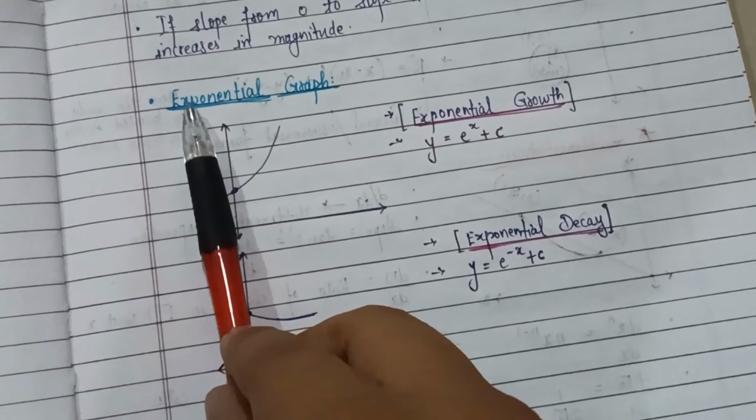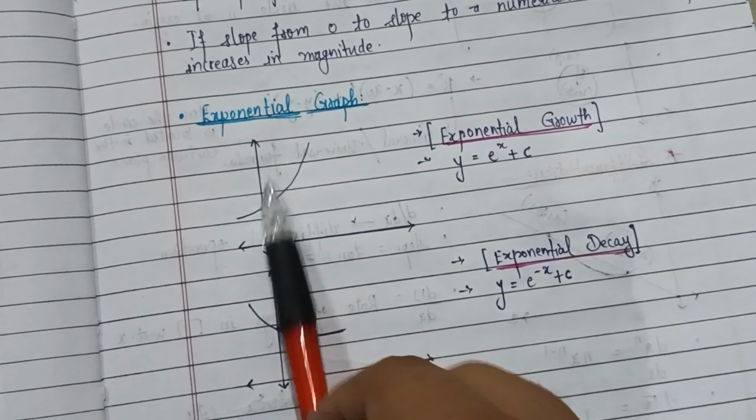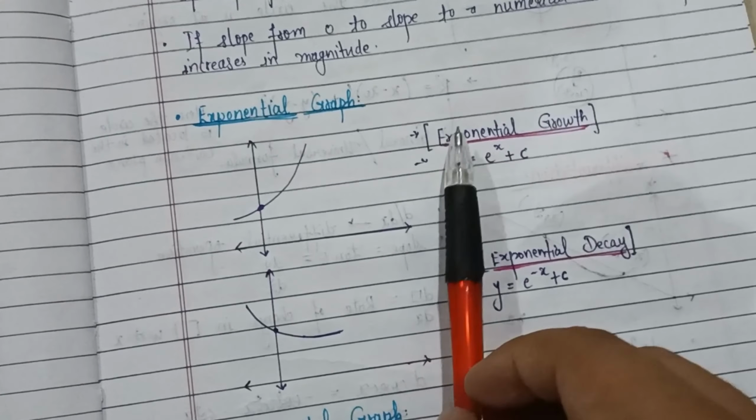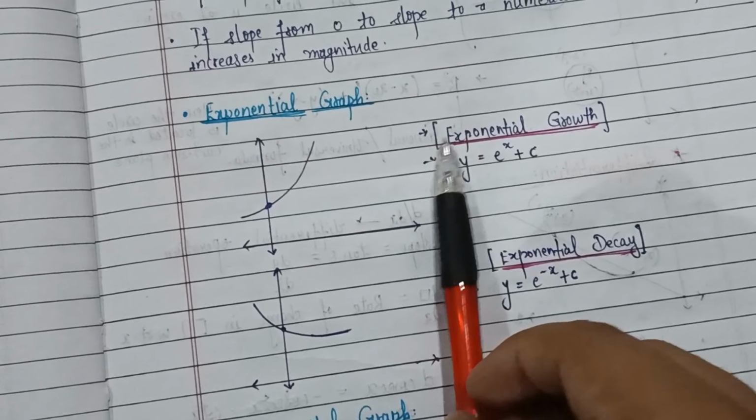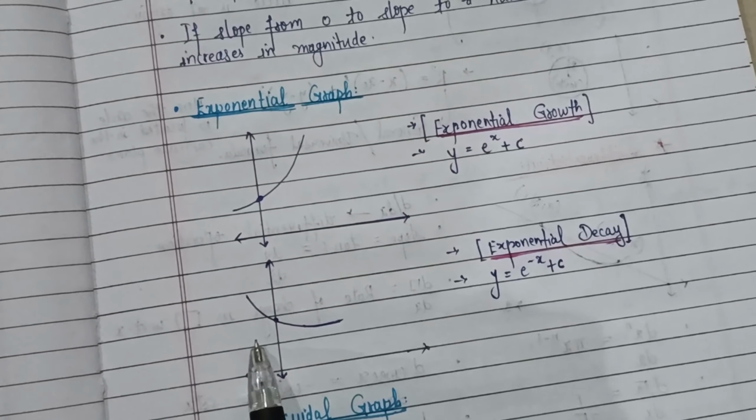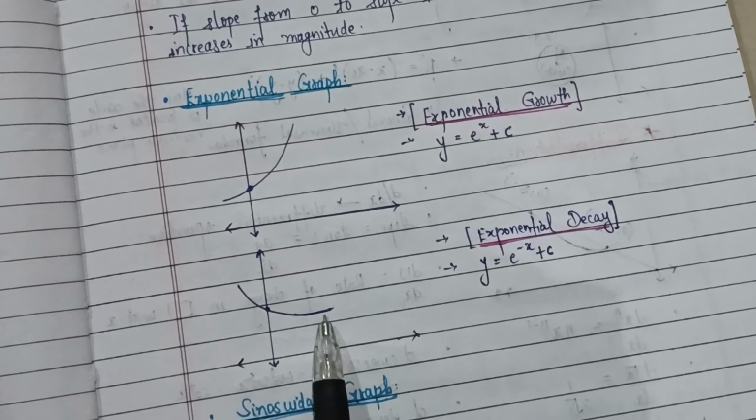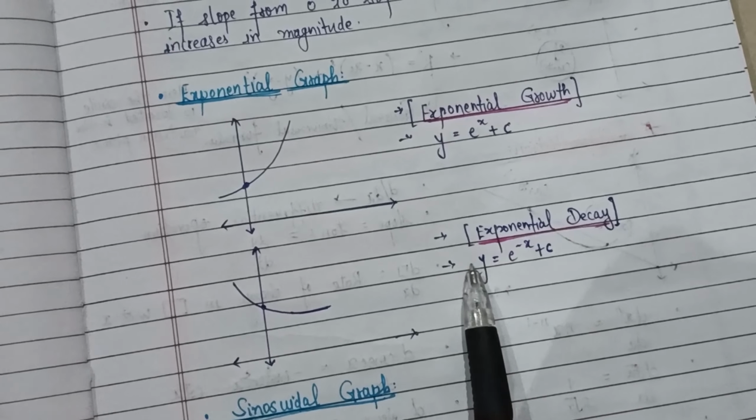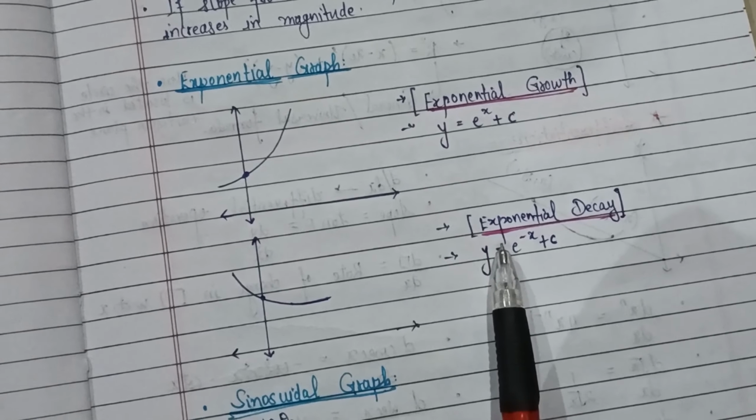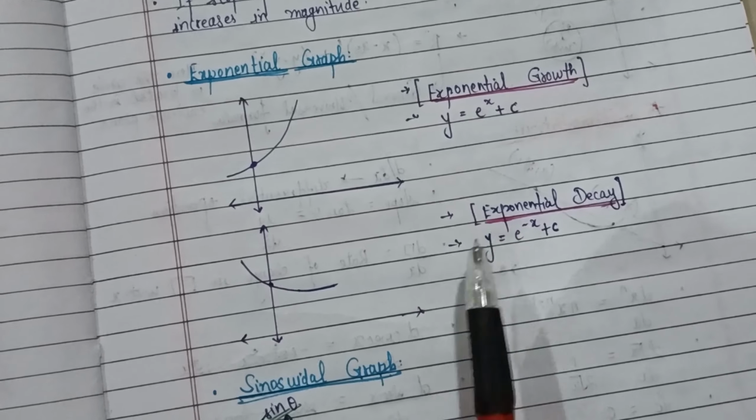Now let's learn about the exponential graphs. The exponential graph of this pattern will have the formula y is equal to e power x plus c, and this is exponential growth. A graph with this type of pattern is an exponential decay graph having formula y is equal to e power minus x plus c.